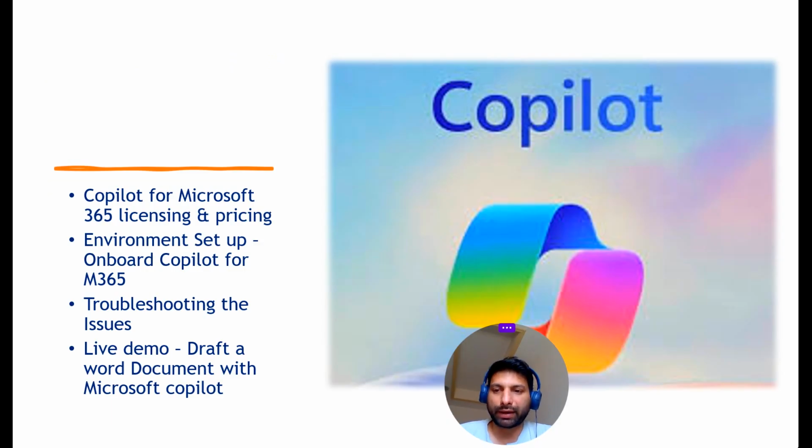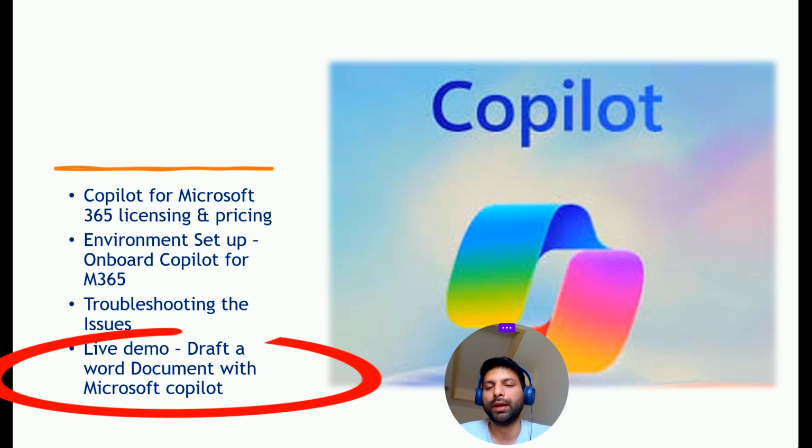Alright, so far in this video we have covered Copilot for Microsoft 365 licensing and pricing, and after purchasing of the licensing, how it is visible on your Microsoft 365 applications. In case it is not visible there, what all troubleshooting you can do, and how you can bring the Copilot on your Microsoft 365 applications. So all these we have covered so far in this video. Now we will go ahead with a live demo. We will draft a Word document with the help of Microsoft 365 Copilot.